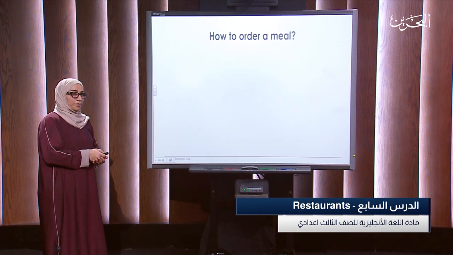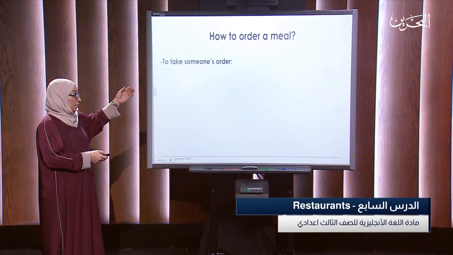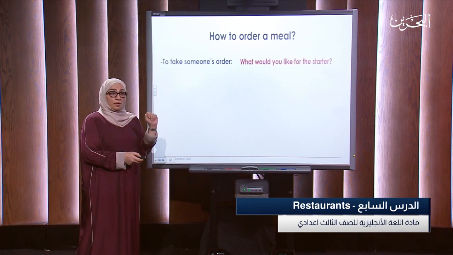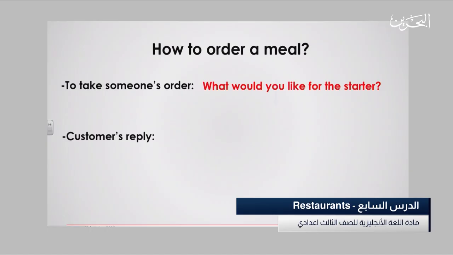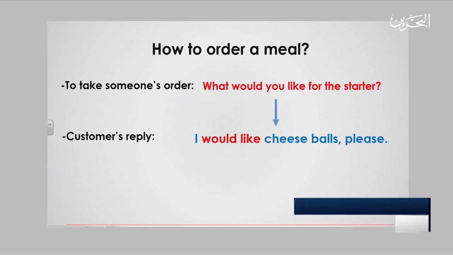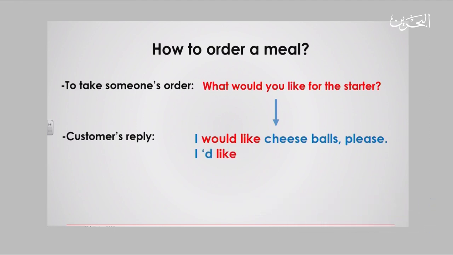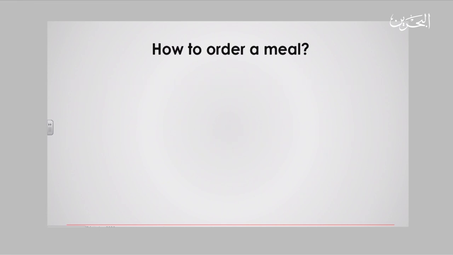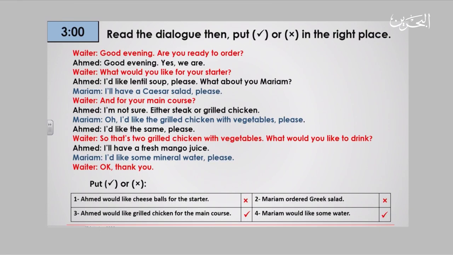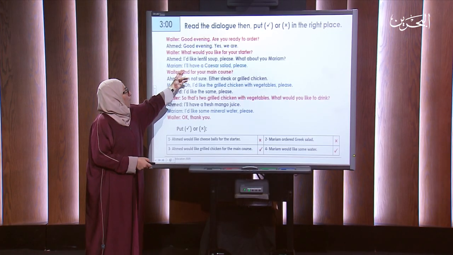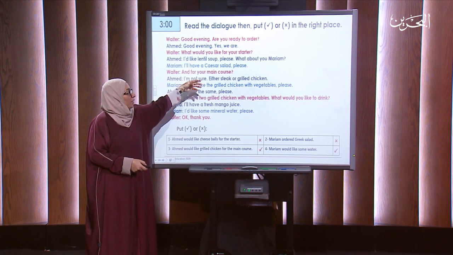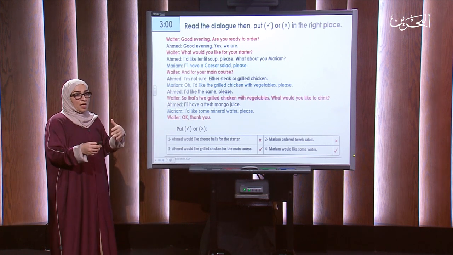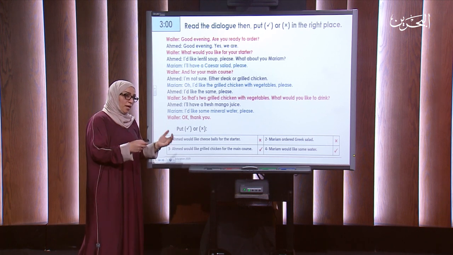Let's go on. How to order a meal, to take someone's order. What would you like for the starter? For example, the customer will reply, I would like cheese balls, please. And also, I can say, I'd like. As I showed you before in the previous dialogue, we have other examples. For example, I'll have a Caesar salad. This is the abbreviation of I will have. This dialogue is a kind of example of how the conversation goes between a waiter and the customer.